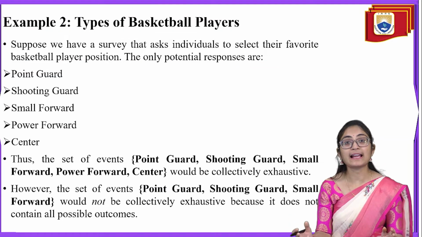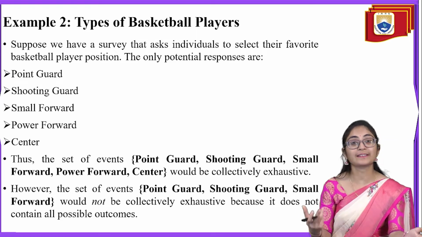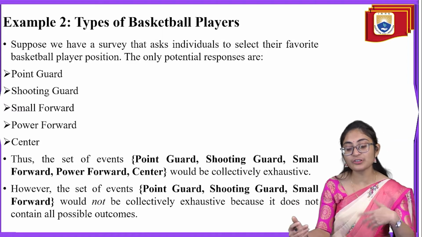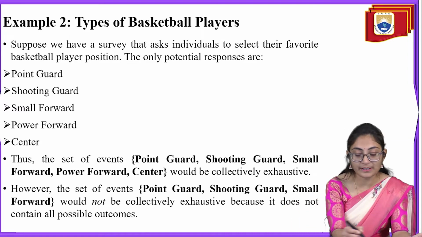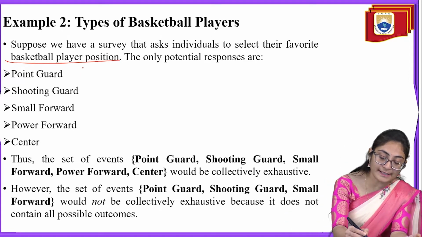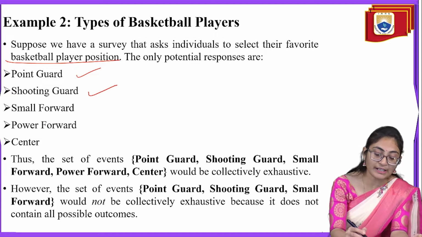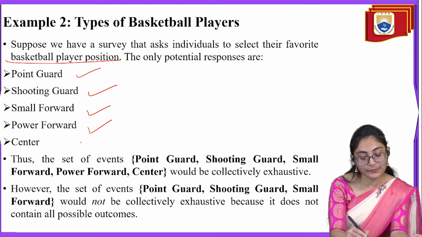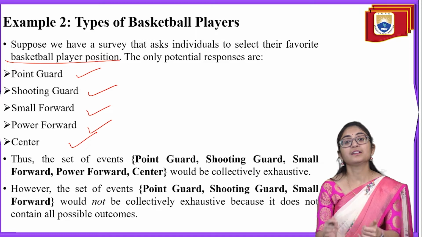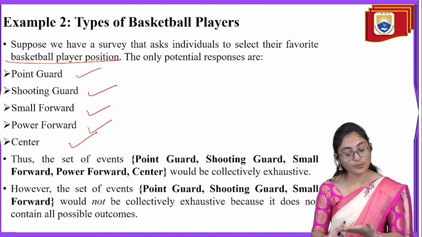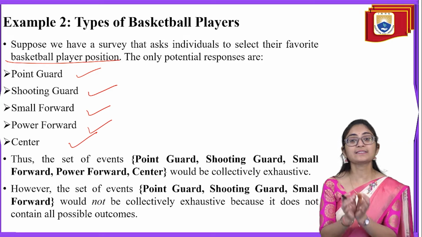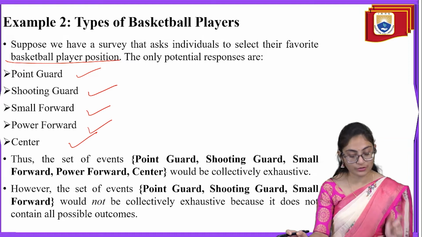The second example is basketball players. Suppose we have done a survey asking individuals to select their basketball player position. There are different responses, for example, point guard, shooting guard, small forward, power forward, and center. These are the possible events. So the set of events are point guard, shooting guard, small forward, power forward, and center, and that means these events are collectively exhaustive.